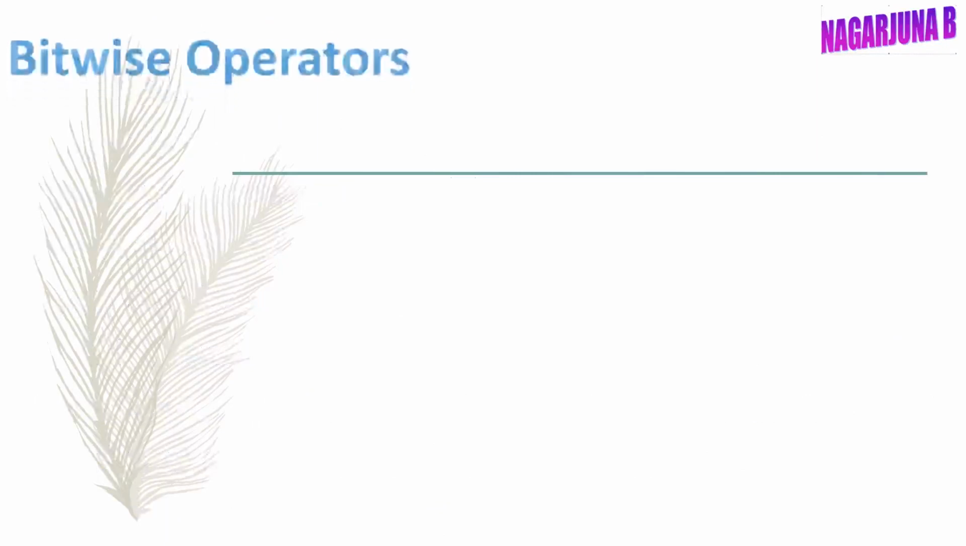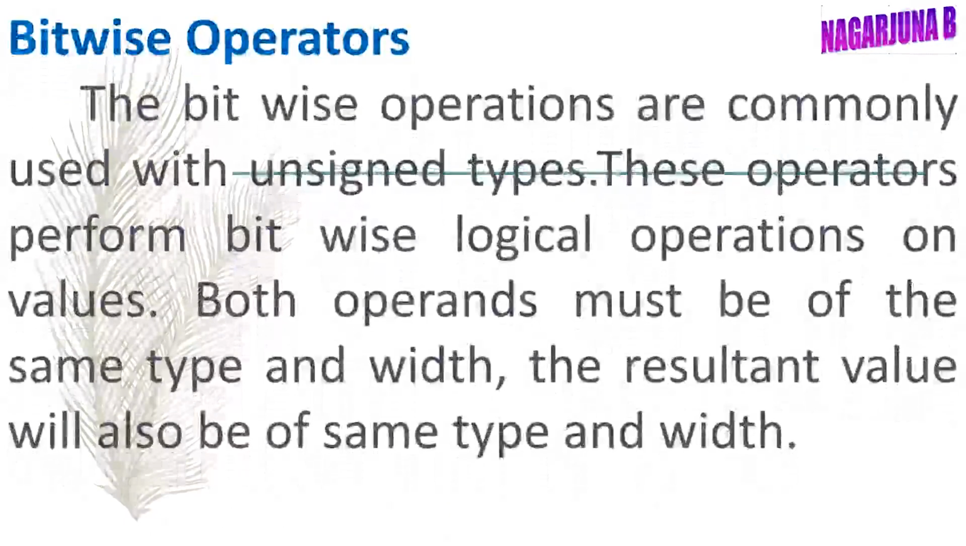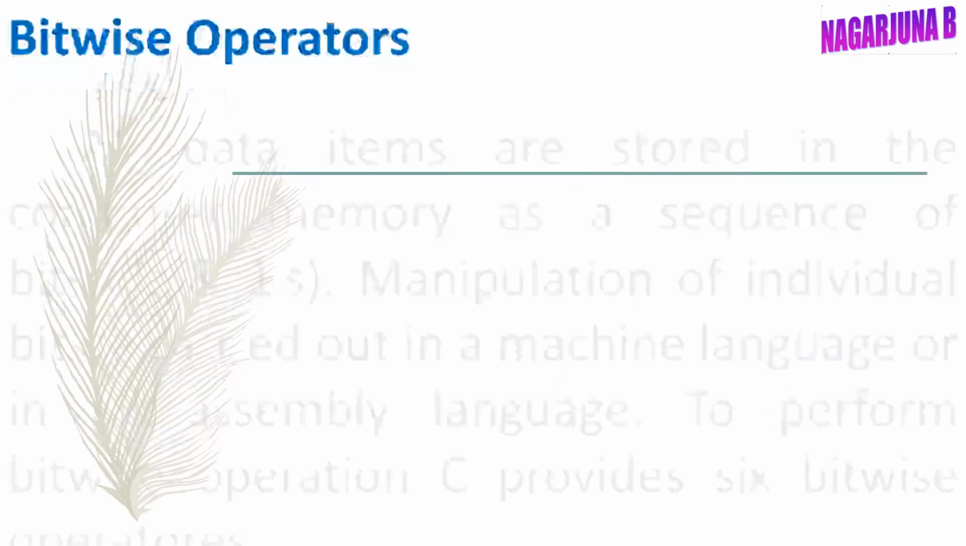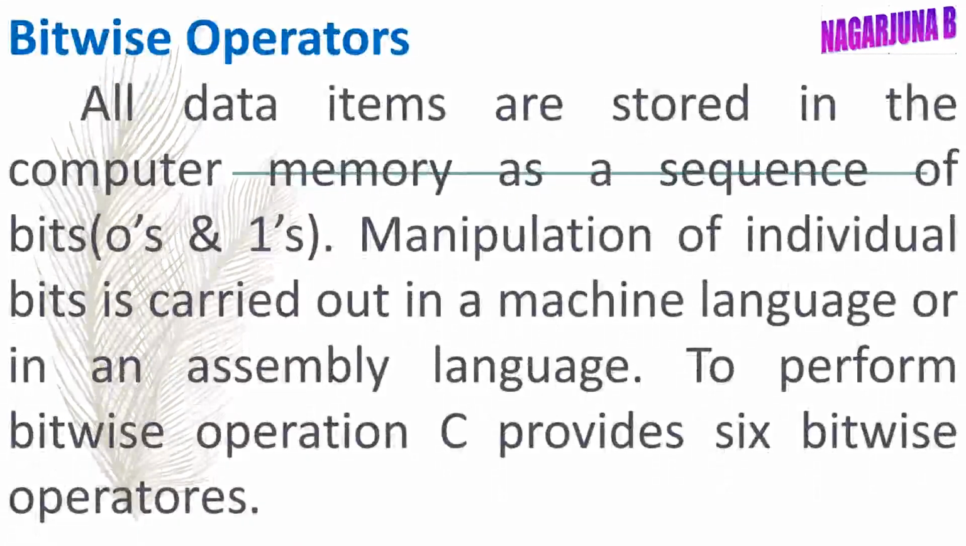Bitwise operations are commonly used with unsigned types. These operators perform bitwise logical operations on the values. Both operands must be of the same type and width, and the resultant value will also be of the same type and width. All data items stored in computer memory will always be in a sequence of bits, that is, zeros and ones. Manipulation of individual bits is carried out in machine language or in assembly language.